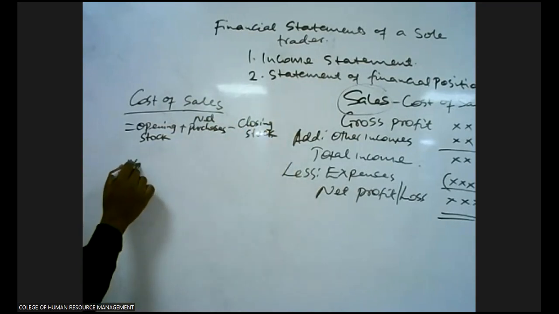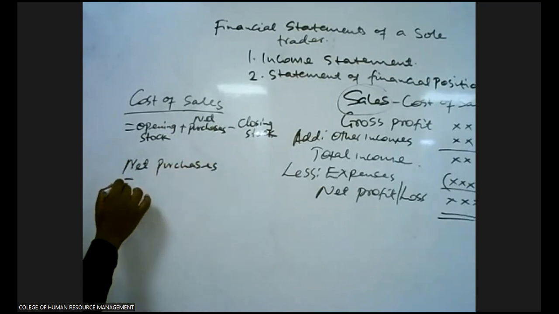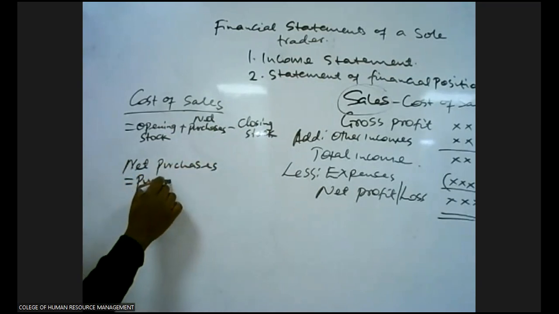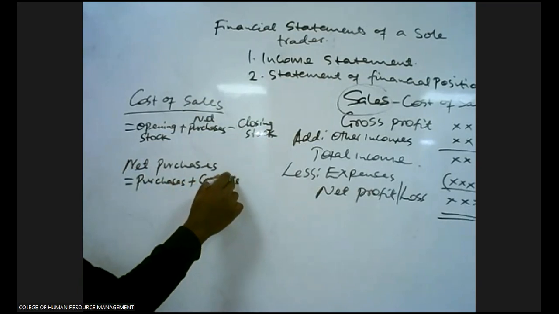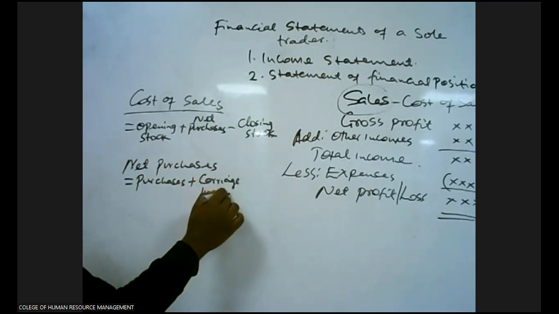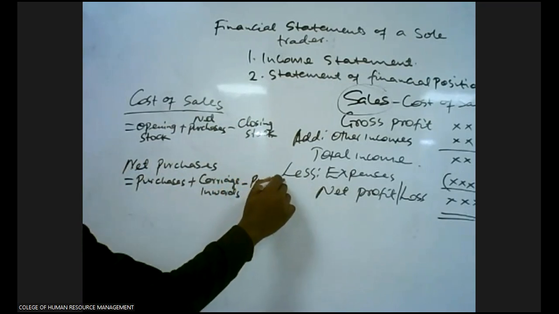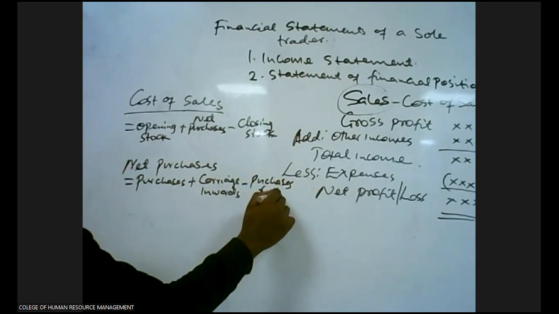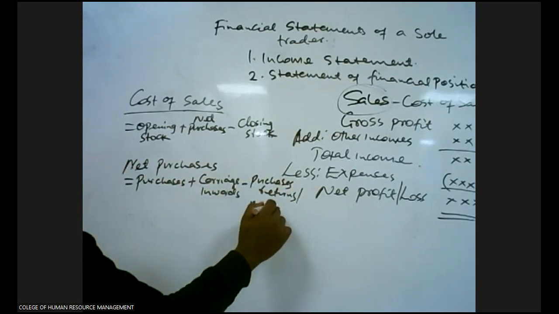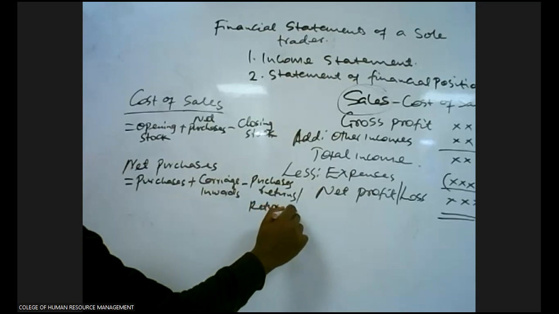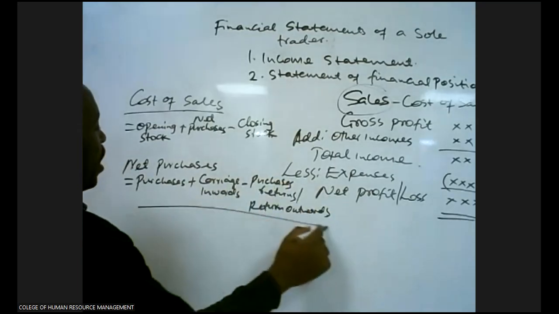Net purchases is given by the purchases, you add carriage inwards, you minus purchases returns, also known as return outwards. That is how you get the net purchases.